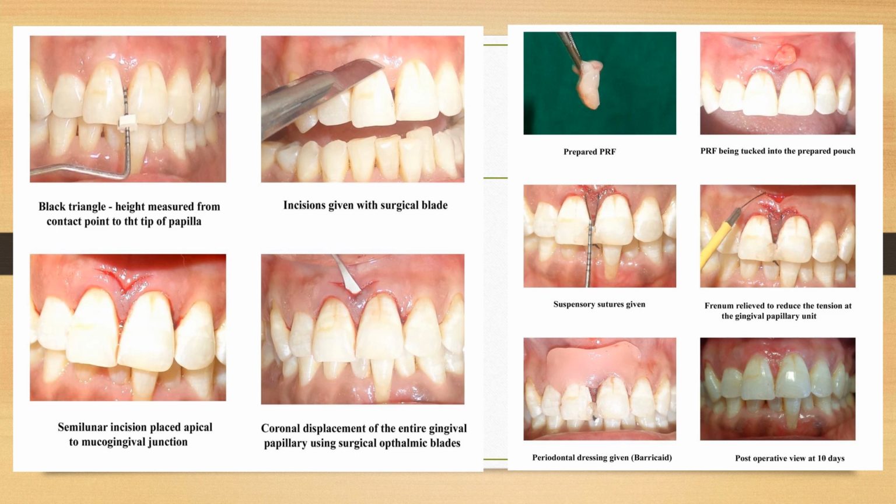So in these cases, you can use platelet rich fibrin. This is being tucked into the prepared pouch, and you can see that this is being pulled by the suspensory sutures, and then the frenum pull can be relieved to avoid tension at the gingival papillary unit, and the periodontal dressing has been given. So this is a barricade dressing, and this is a postoperative view at 10 days.